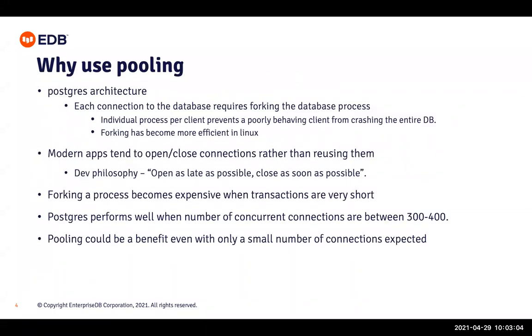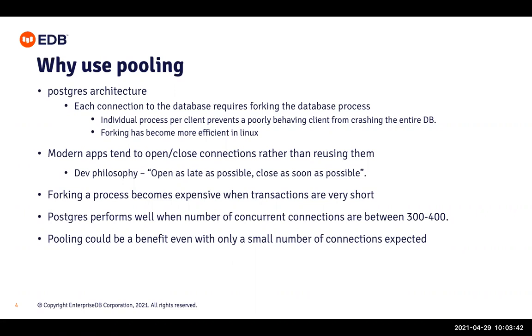Again, why do you want to use pooling in Postgres? It's because of Postgres architecture. The Postgres architecture requires that every time an application wants to connect to the database, it needs to fork a new database process. The reason for doing this is that we don't want one user or client to bring down the entire database. And the other reason is that forking a process has become more efficient in Linux.